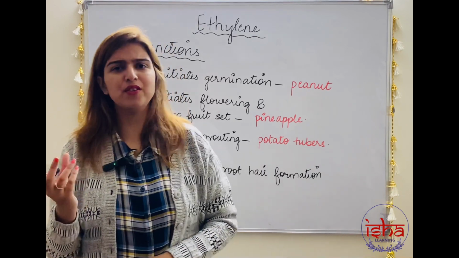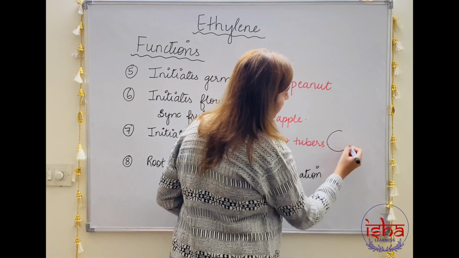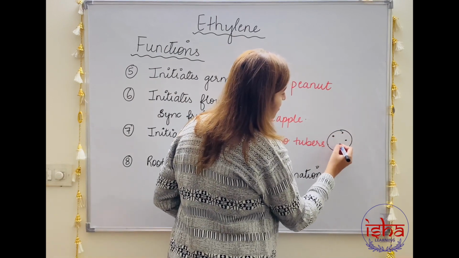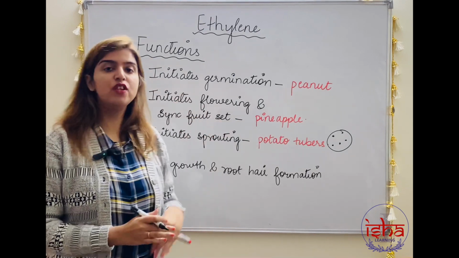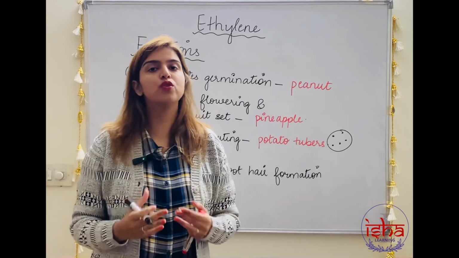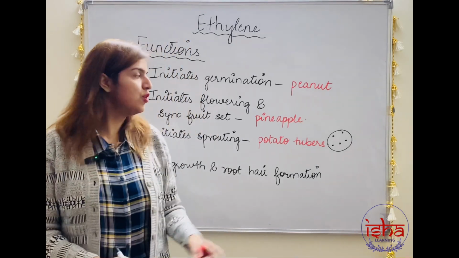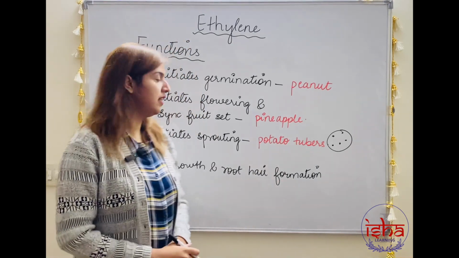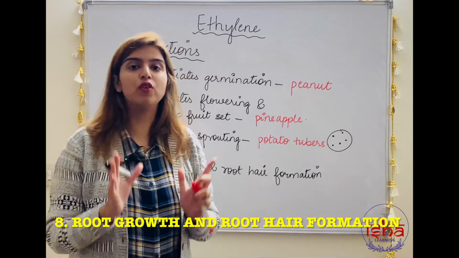Whenever you get potato at your house, you must have seen small eyes in the potato, right? These eyes represent buds on the potato. If you give ethylene treatment, these buds are going to sprout and you'll observe these small green plants coming out of your potato tuber. Another function is that it causes root growth and root hair formation.